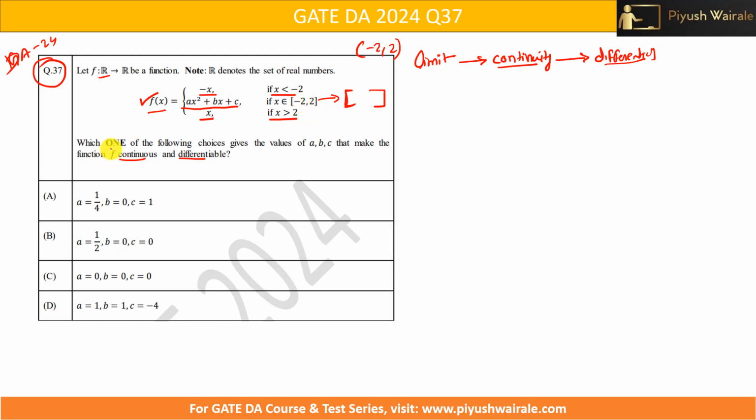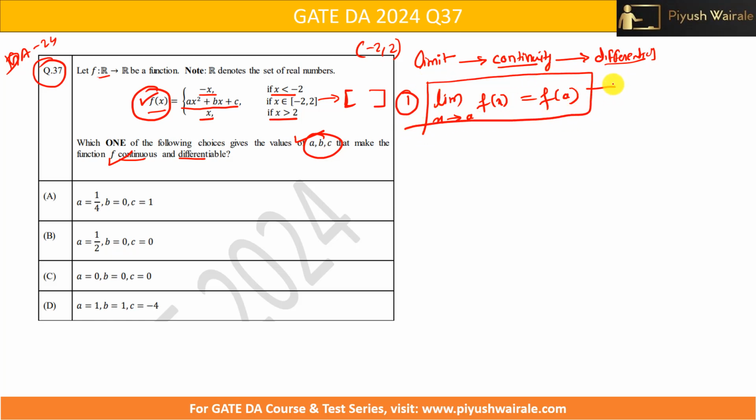Now the question is, which one of the following choices gives the values of a, b, c that make the function continuous and differentiable? So in short, we need to find the values of a, b, c such that this particular function f of x is continuous and differentiable. First we know how to check whether the function is continuous or not. Suppose limit x tends to a, f of x equals f of a, then we can say the function f of x is continuous. So first we can apply this particular concept and let's see what we get.